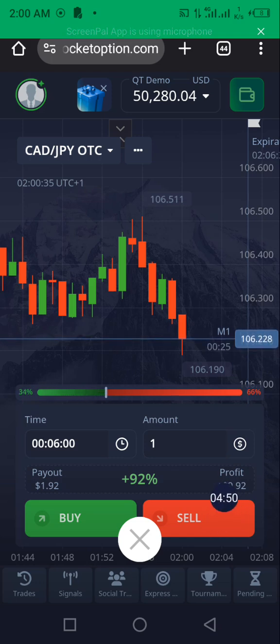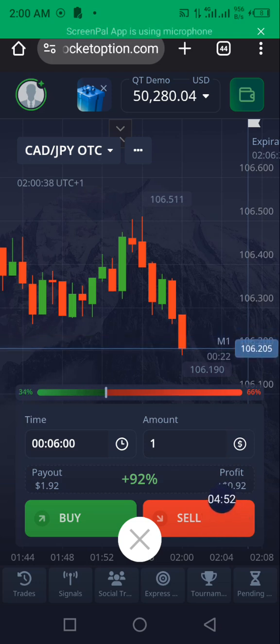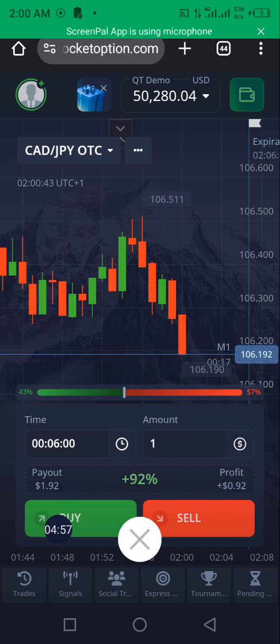When it says sells, you click on the red button. When it says down, you click on the red button. When it says up, you click on the blue button.